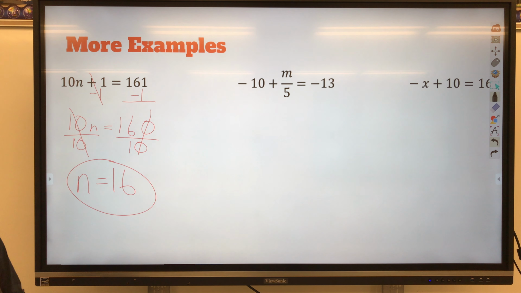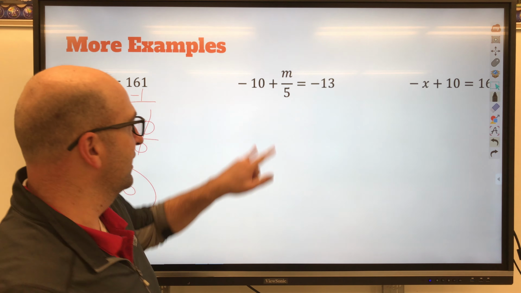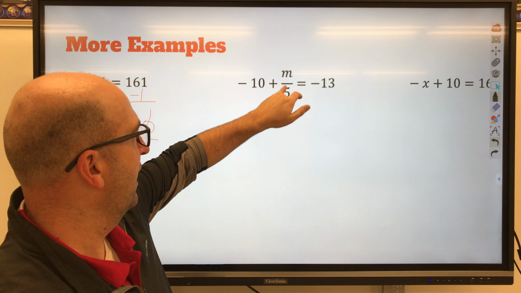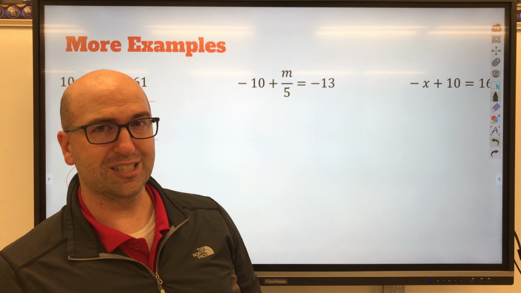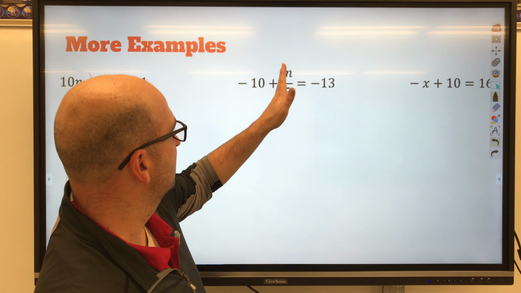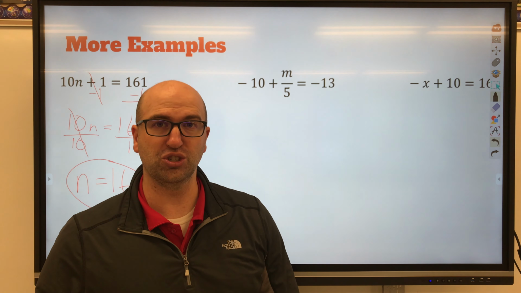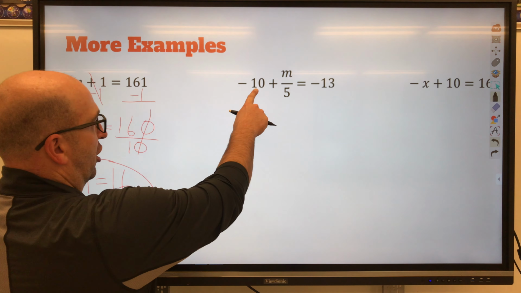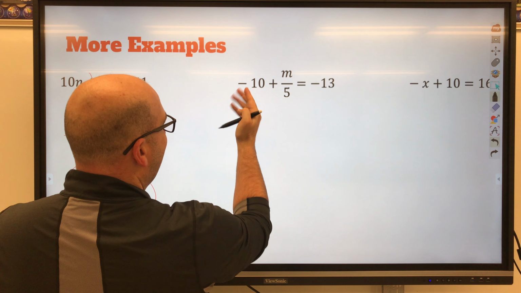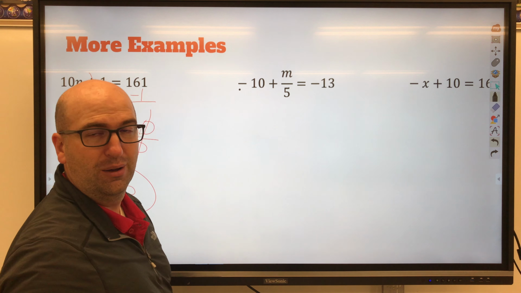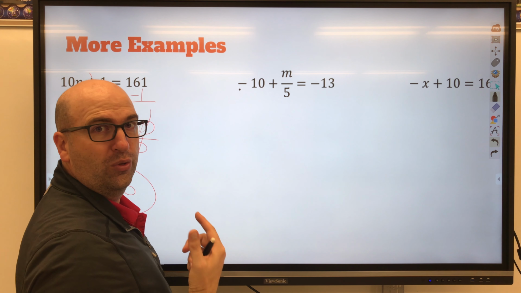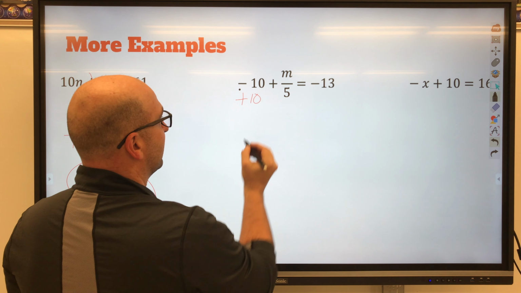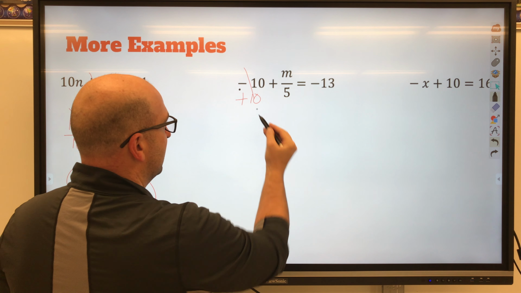Let's look at this one. The only differences in this one are the number is on the left side and not here, and we have a division problem. So it looks a little different, but we're still not going to start with the multiplication or division. We're going to start with the addition or subtraction. We'll start with this number. We look left. To the left is negative 10, minus 10. So the inverse operation of negative 10 is plus 10. Negative 10 plus 10 gives me 0.